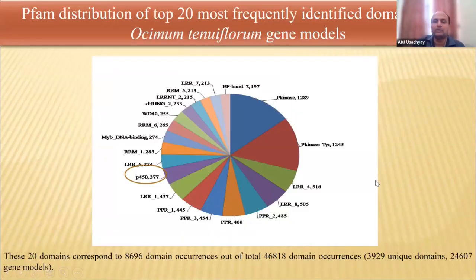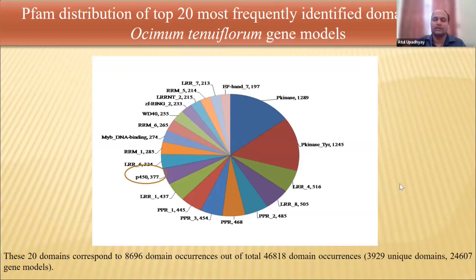Then we look at another part of the annotation, where you try to find out the function in terms of the domains it contains, the domain architecture, and many more different terms. So first was looking at the number of domains which were present. Basically, from here our analysis was constrained only to the metabolite producing genes.